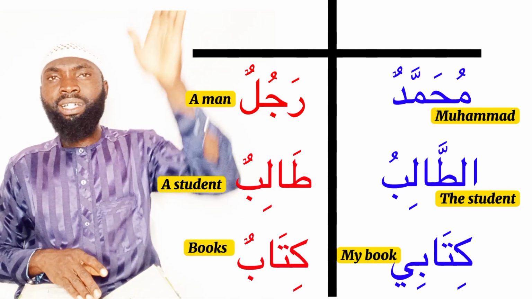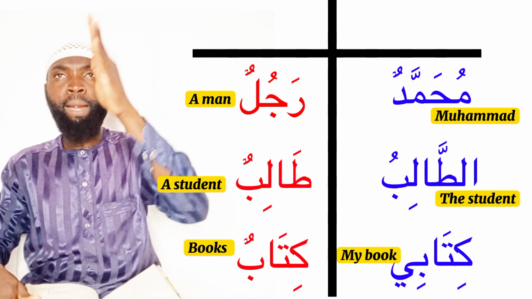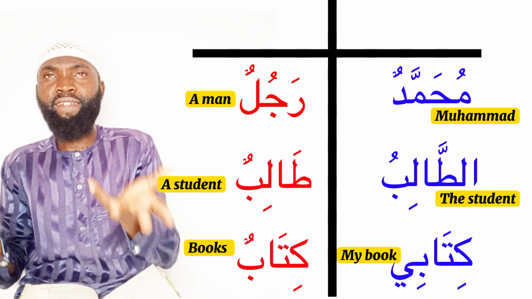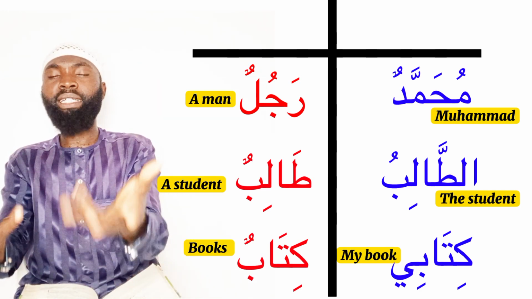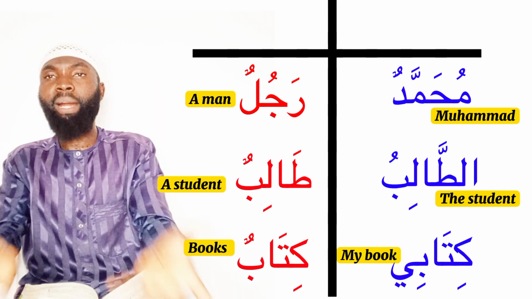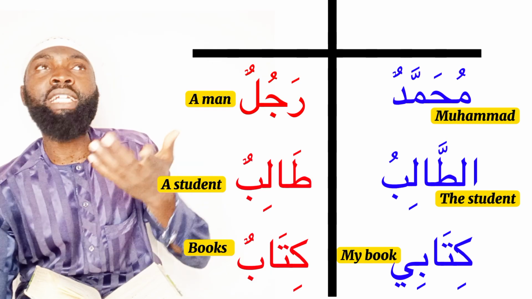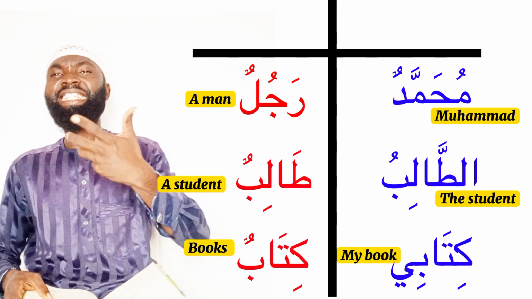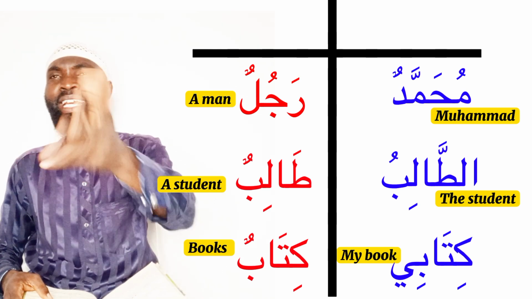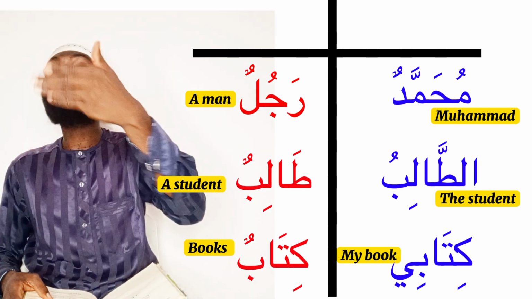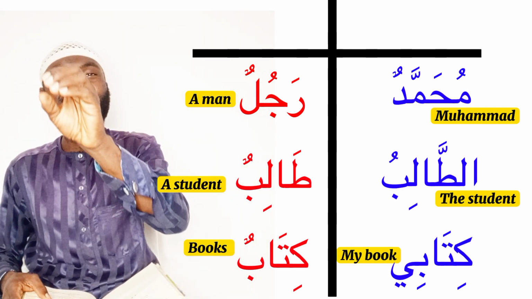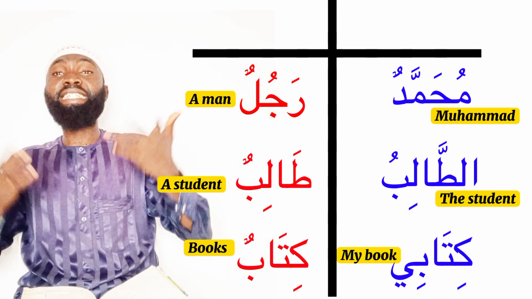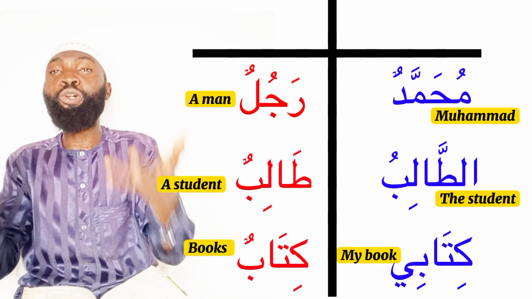If you look at these 3 words on this section, Muhammad, At-Talibu, and Kitabi, these words are known, they are definite. How? When I mention Muhammad, it will simply come to your mind who Muhammad is. When I say At-Talibu, the student, it means that you already know the student I'm talking about. I can say Ja'a At-Talibu, the student came. It means you know the student I'm talking about. We may have discussed him earlier. If I say Kitabi, my book, it is known. This is not unknown.